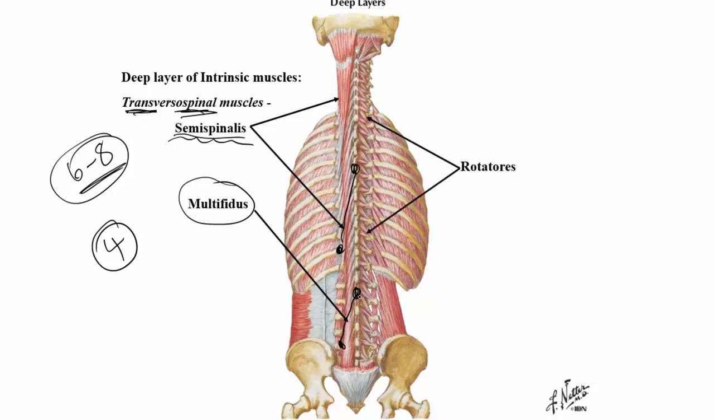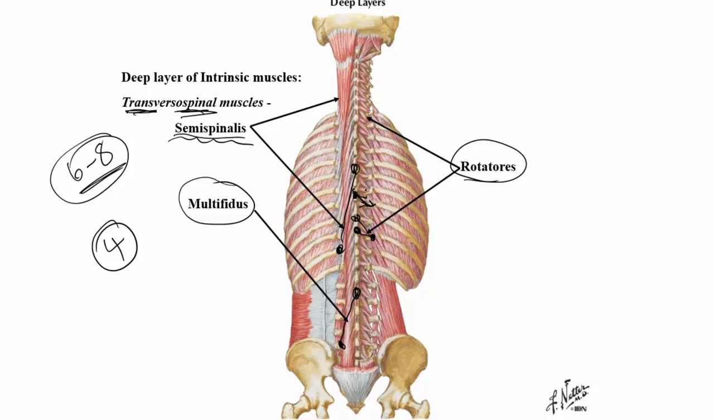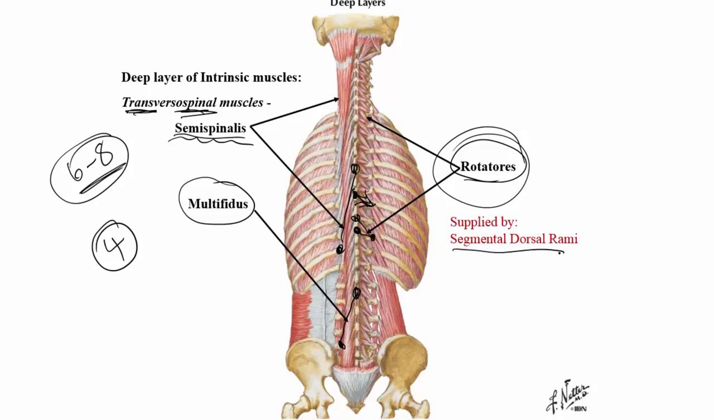And then the third, the deepest of these, will be rotatories. Their name suggests what their main function is, and that is rotation. They're going from a transverse process to a spinous process immediately above or an additional level, 2 levels above. So 1 or 2 levels. What they do is they take the spinous process and draw it toward the transverse process, because that's what happens when a muscle contracts, it brings its two points of attachment closer together. It does that posteriorly, which causes the front to rotate toward the opposite side. So transversospinal, especially the rotatories, rotate you to the opposite side of the body. And again, innervated segmentally by dorsal rami.